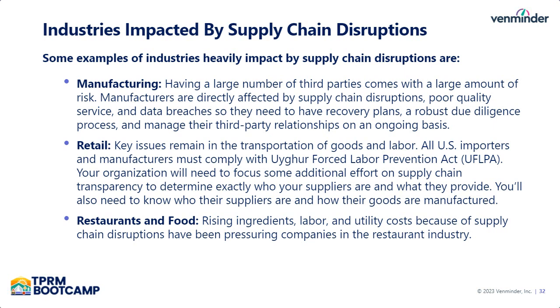And then restaurants and food. We don't think of this as having an impact to us, but really restaurants and food impacts everybody. The rising cost of ingredients, labor, and utilities, all because of supply chain disruptions, have really been putting pressure on companies in the restaurant industry. And you see a big trickle-down effect from that. Though these are probably the three main industries that we see, any industry can be affected by supply chain disruption. So having an awareness of how those impacts touch different industries is important.